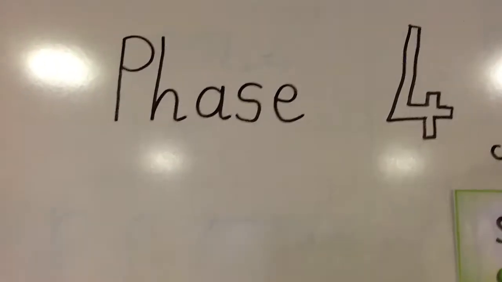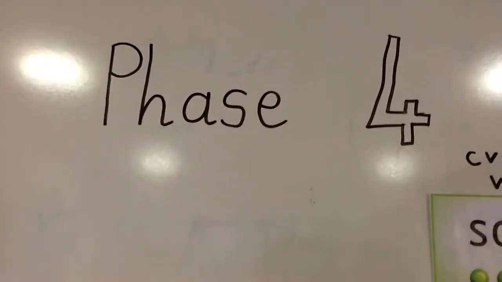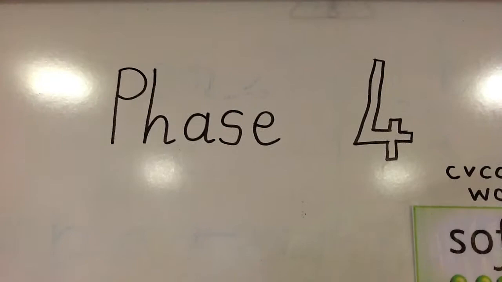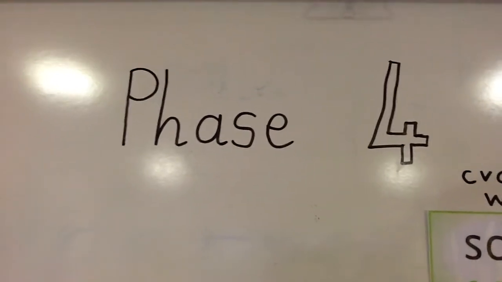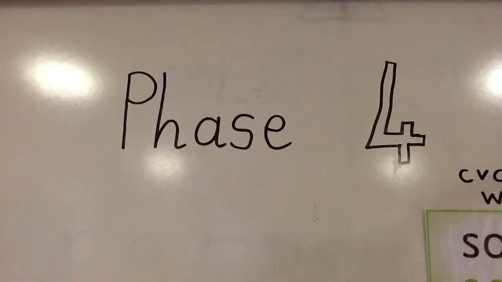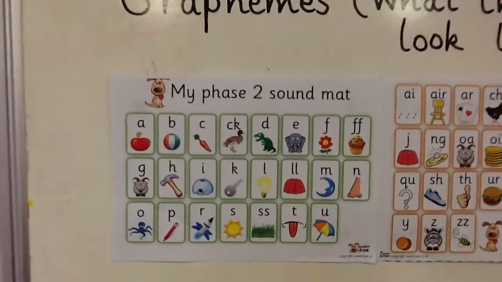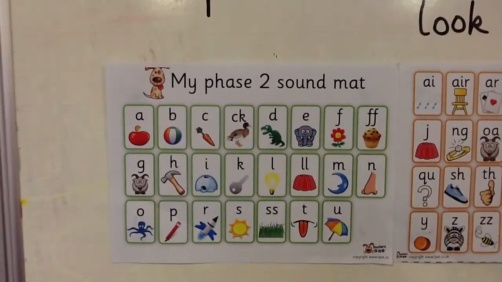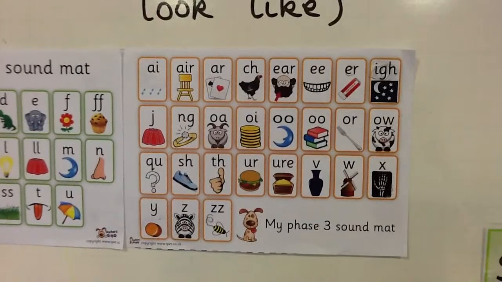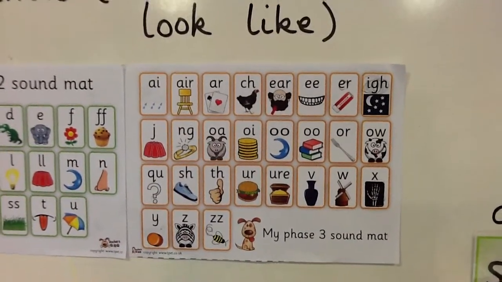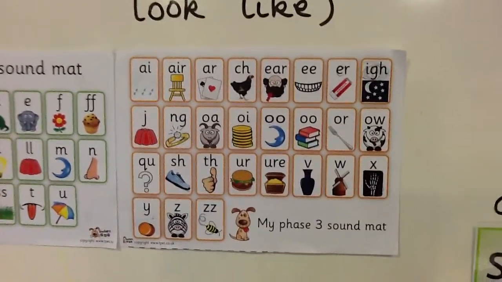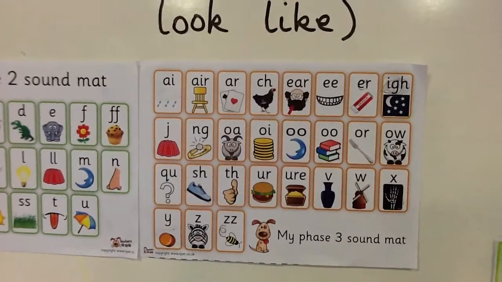Okay, so I'm just going to show you some examples of each part of phase 4 sounds and words that the children will be able to read and also spell. So the graphemes are what the sounds look like, and they'll have been introduced to these ones in phase 2, and they'll have been introduced to these in phase 3, and they're starting to build these into their words and their knowledge of all the different sounds.